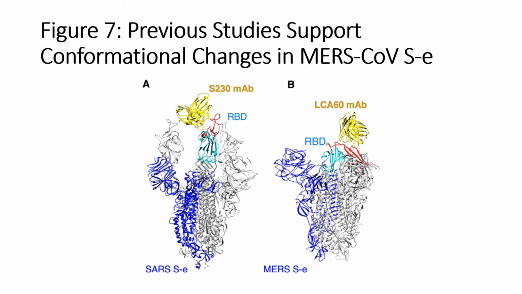So in 7a, it's showing a SARS-CoV RBD specific monoclonal antibody, which is S230, and it's showing that it binds to the ACE2 binding region and stabilizes the RBD in the standing up position and triggers the conformational changes of the spike. And then 7b, it's showing the MERS, and its monoclonal antibody in this case is LCA60. It's binding to the side of the RBD away from the DPP4 binding region, stabilizing the RBD in the lying down position, and it doesn't trigger any conformational change.